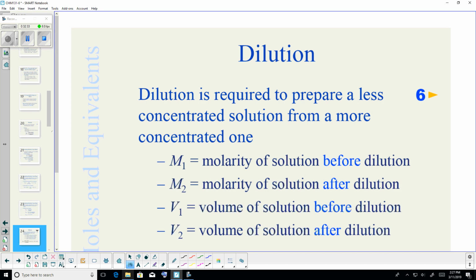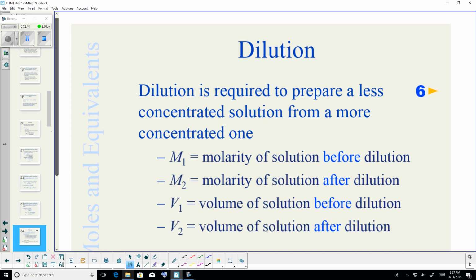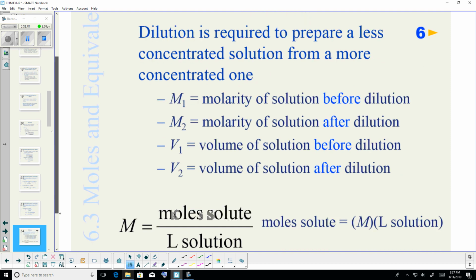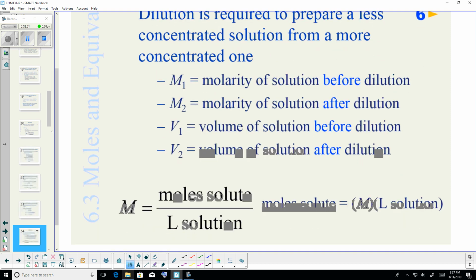Dilution. We use dilution a lot to prepare a less concentrated solution from a more concentrated one. We can use the equation, we're not going to go into it here. M1 is the molarity of the solution before dilution. M2 is after dilution. V1 is the volume of solution before dilution. V2 is the volume of solution after dilution.